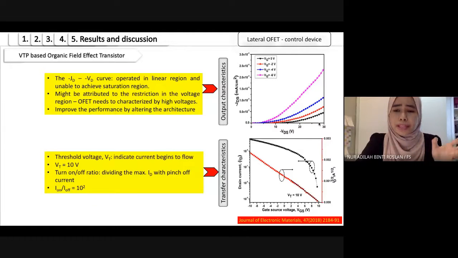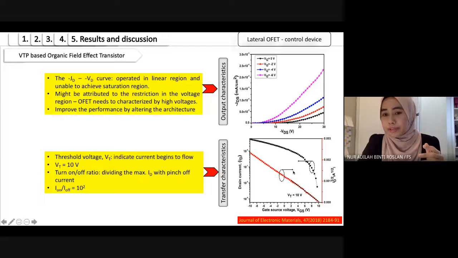So we think that maybe by reducing the channel, maybe we can reduce the threshold voltage. Okay. So for the transfer characteristic, I got two curves here. The red line is the square root of ID versus the VGS, and the black line is ID versus VGS. So for the square root of ID versus VGS, you can get the value for the threshold voltage, in which you can just extrapolate the value to this x-axis, okay, and then you can get the value for your threshold voltage.